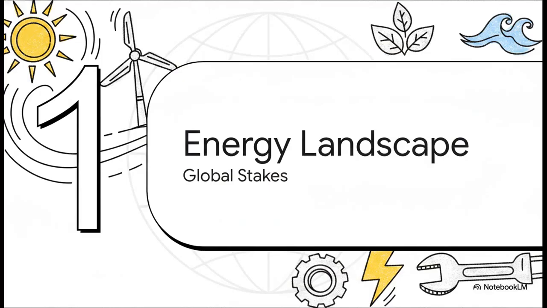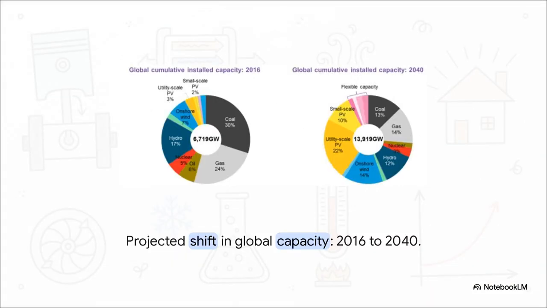Module 1. The energy landscape. Understanding the global stakes. We have to start at the macro level here. Now, what's really interesting is the dramatic projected shift in global energy capacity from 2016 to 2040. Coal is projected to shrink drastically, dropping from 30% of global installed capacity all the way down to just 13%. Meanwhile, utility-scale solar and onshore wind are expanding massively. And as we phase out those fossil fuels, applied thermal engineering is the exact thing that provides the deep technical know-how to make all these new, sustainable power systems actually run efficiently.